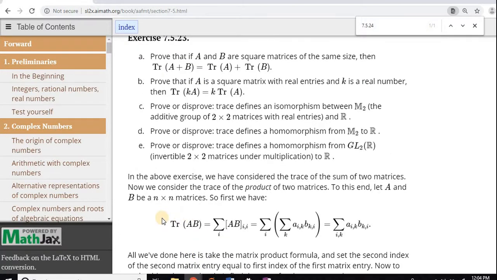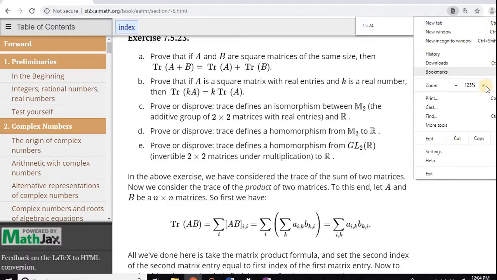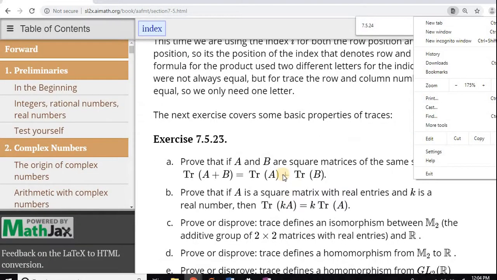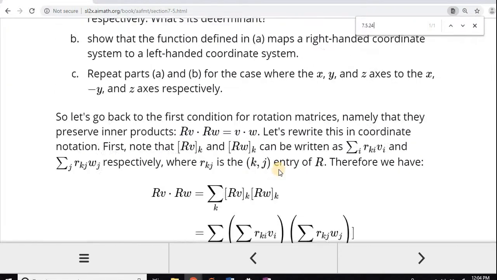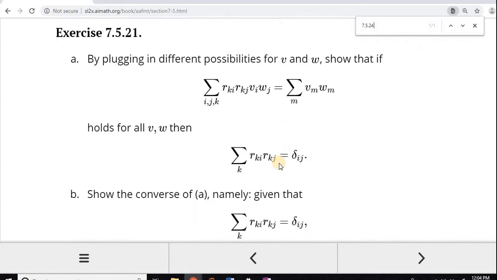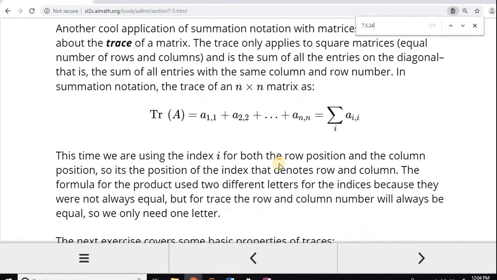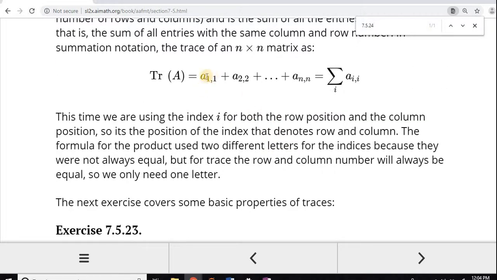Now, the way the proof goes is like this. The trace of AB is the sum of the diagonal entries, and the diagonal entries are the ones where the row index and the column index are the same. So that's why you have this sum over i here. Sorry, I just made it bigger so you could see it, but now I lost it. All right, let's go here. Yeah, so here you see the diagonal entries have this form, sum of a_ii.